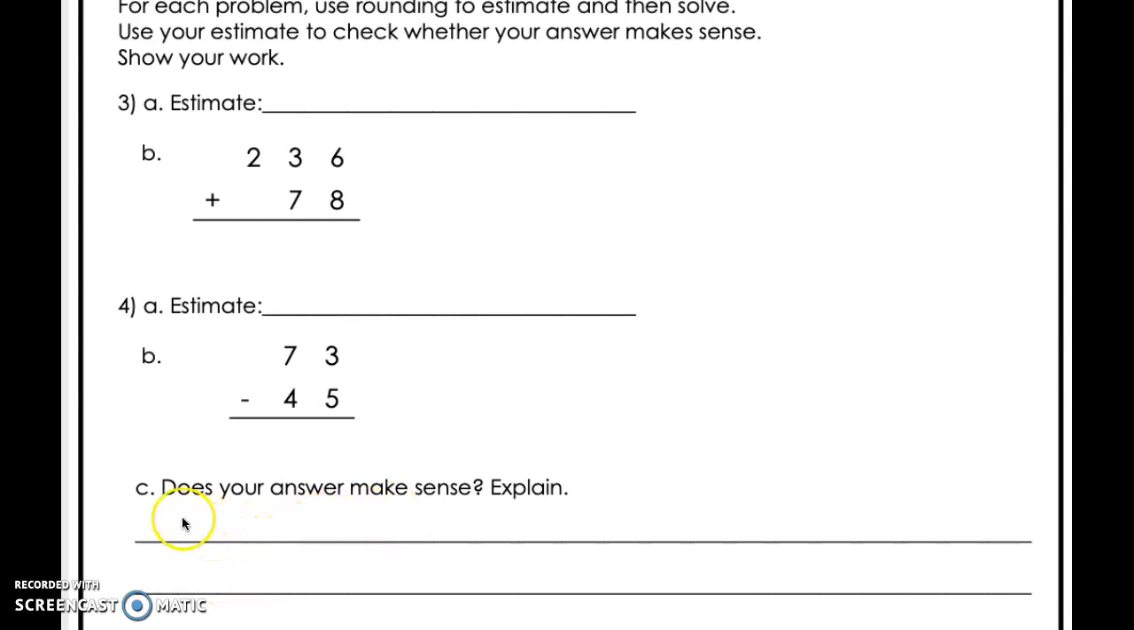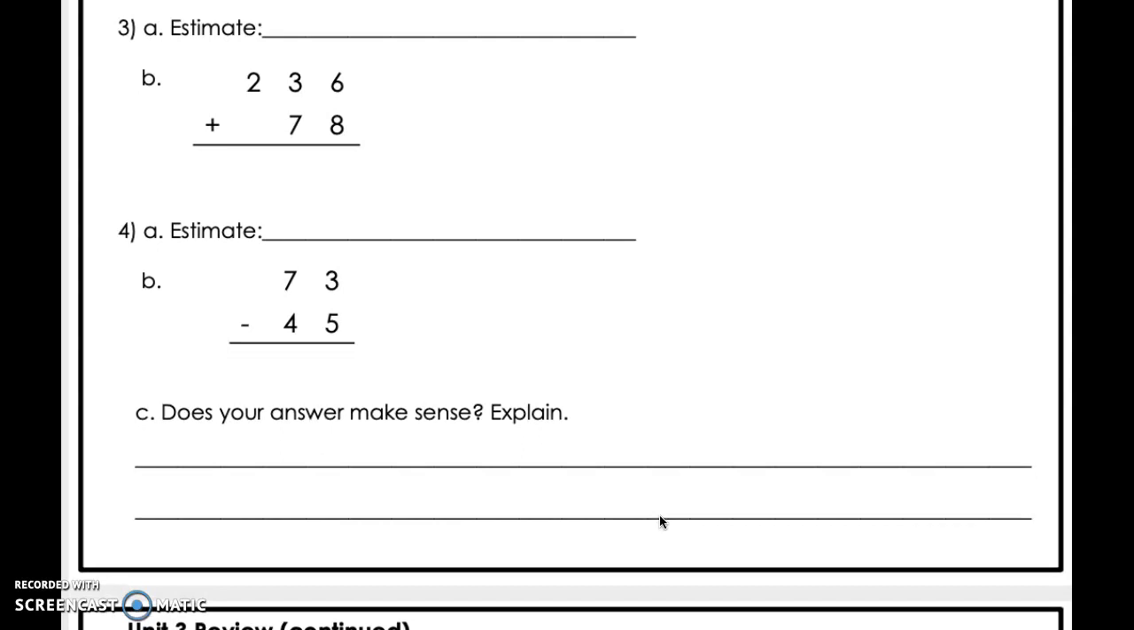So you could say here, my estimate was 20 and my answer was 28, and they're close together, so they make sense. They're close in the numbers. That's how you do the first page.